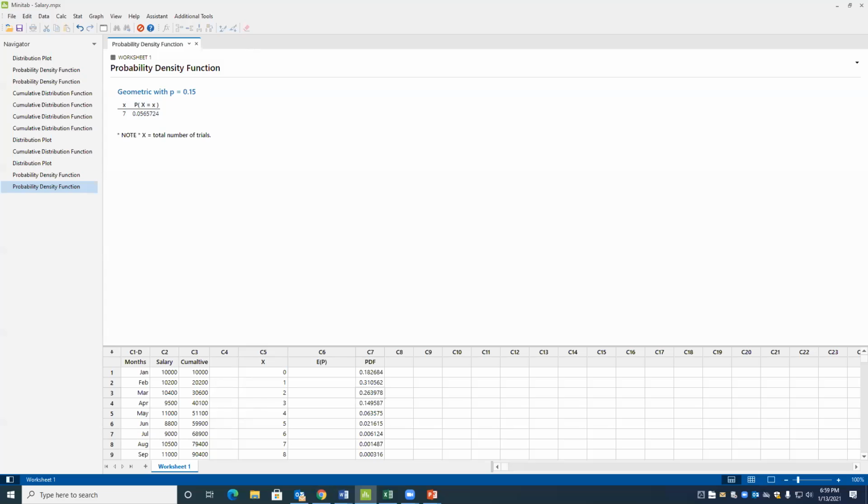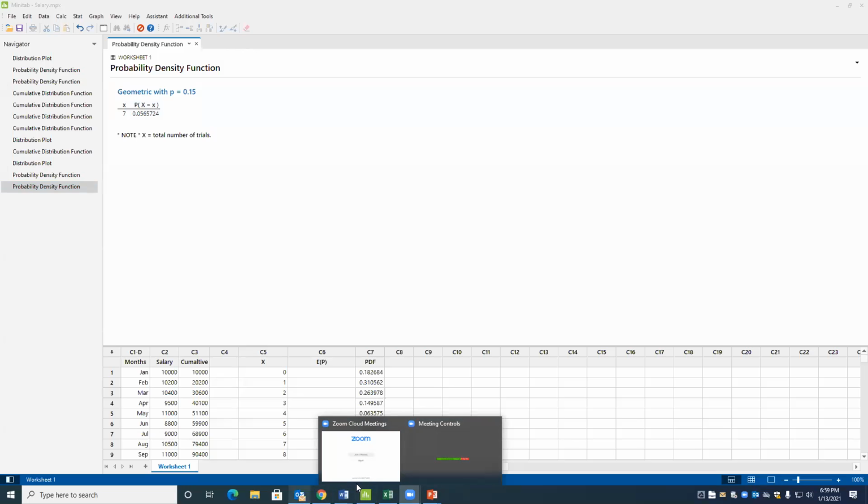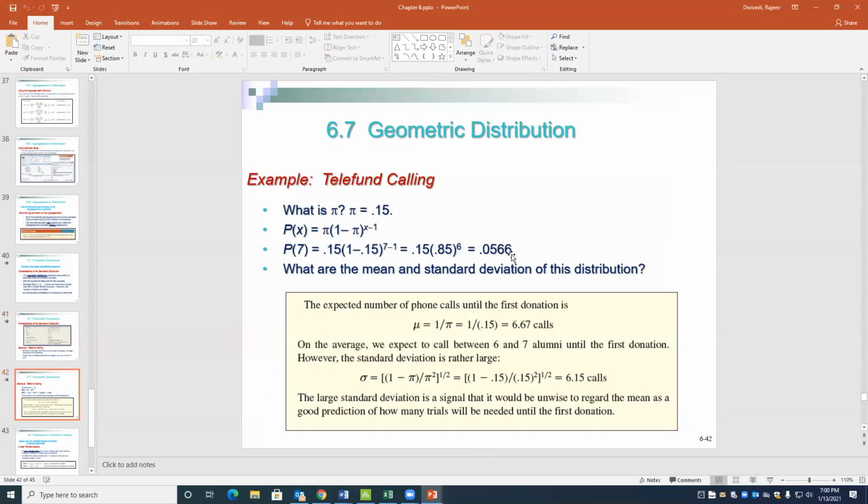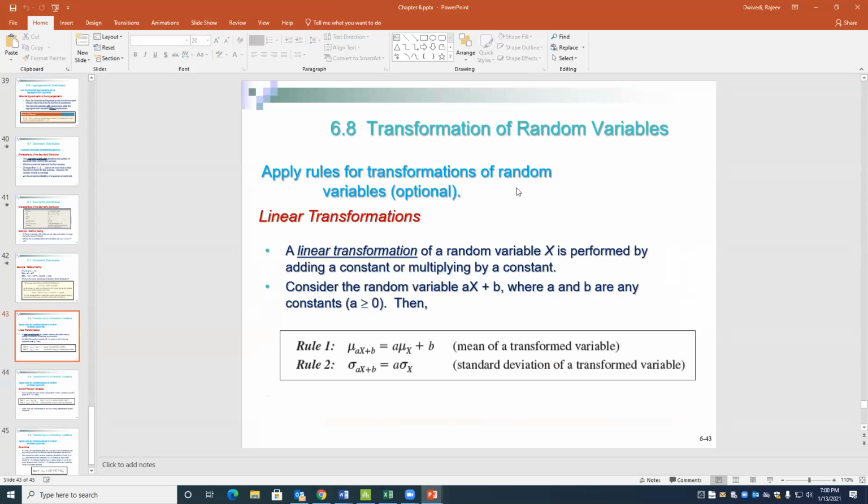0.0565, and that we can see. This is exactly the same answer. Here they also calculated mu, which is the expected value, and sigma, which is right here. Similarly, what is the probability that it will come within the first 5 calls? You can play with the geometric distribution.